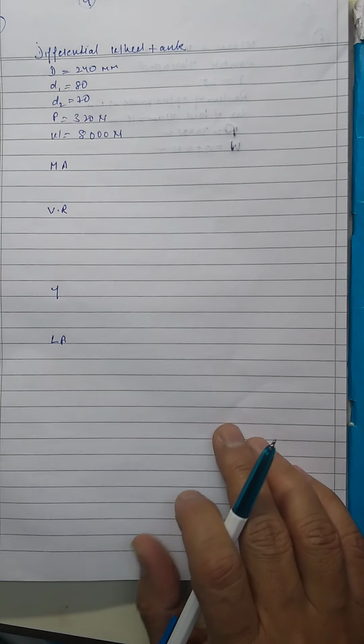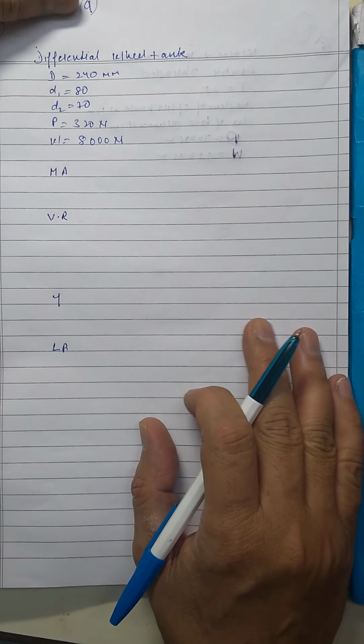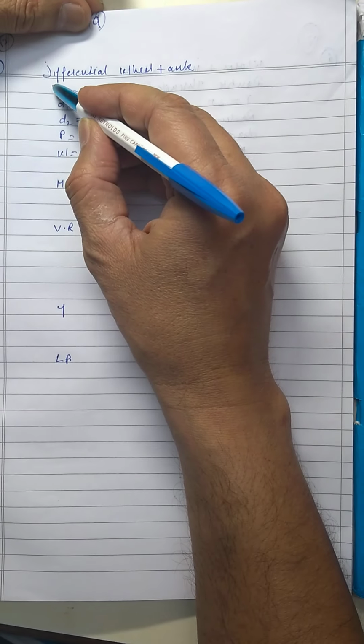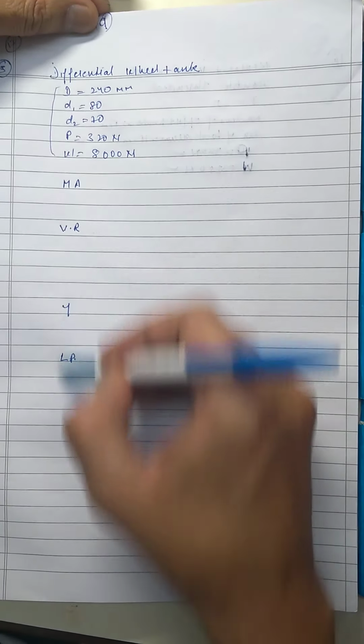This numerical is based upon the differential wheel and axle. You must have studied about this, the differential wheel and axle. So these are the quantities which are given, and these are the quantities which are to be calculated.